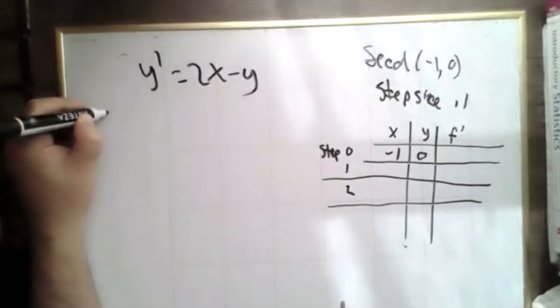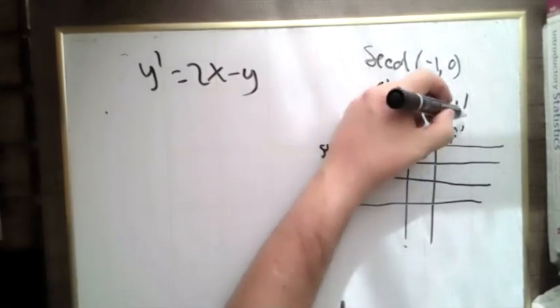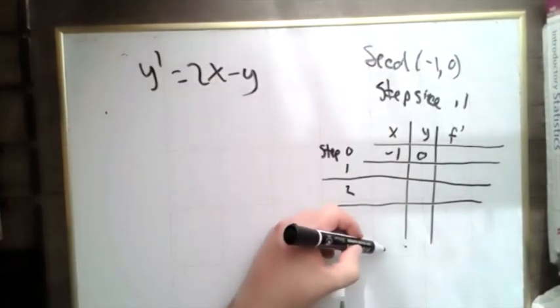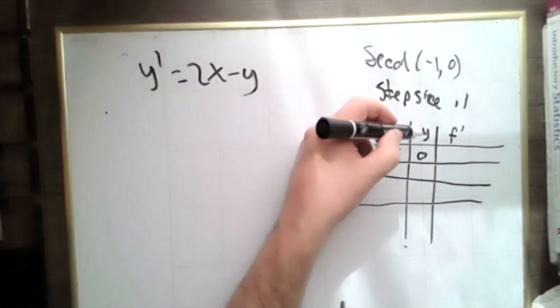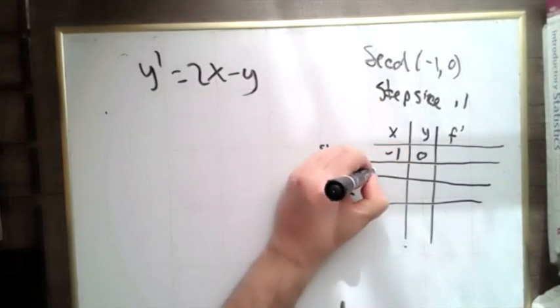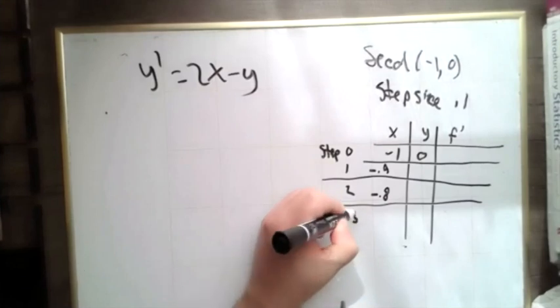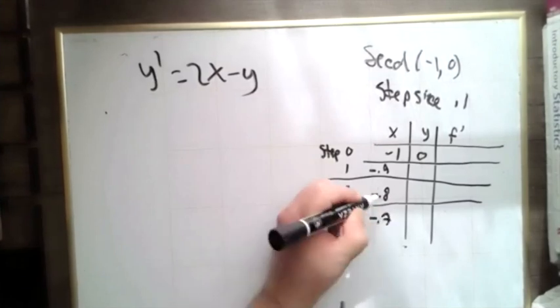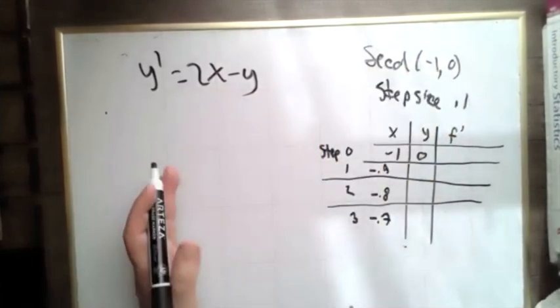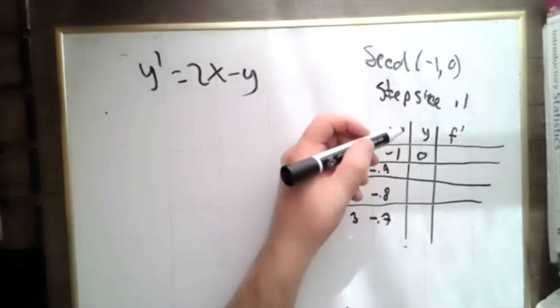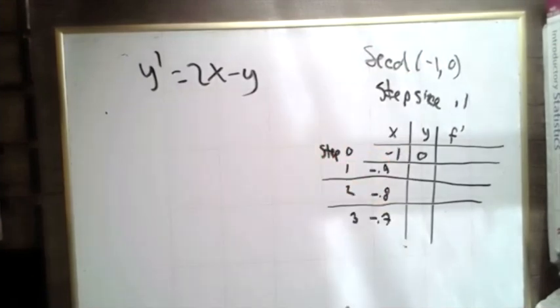So I'm going up by 0.1. I can already fill in all my x values. I'm just going to keep increasing by 0.1. So -0.9, -0.8. My third step will be -0.7. I'm just increasing my x's, and my goal really is just to find all my y's.